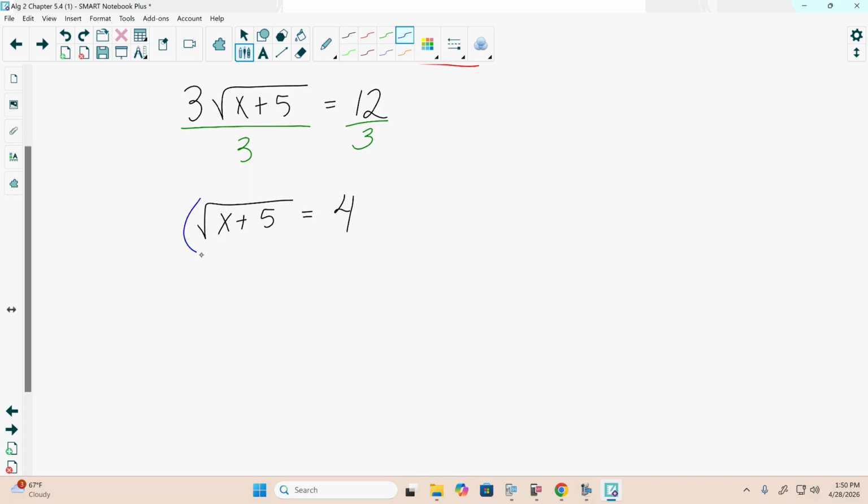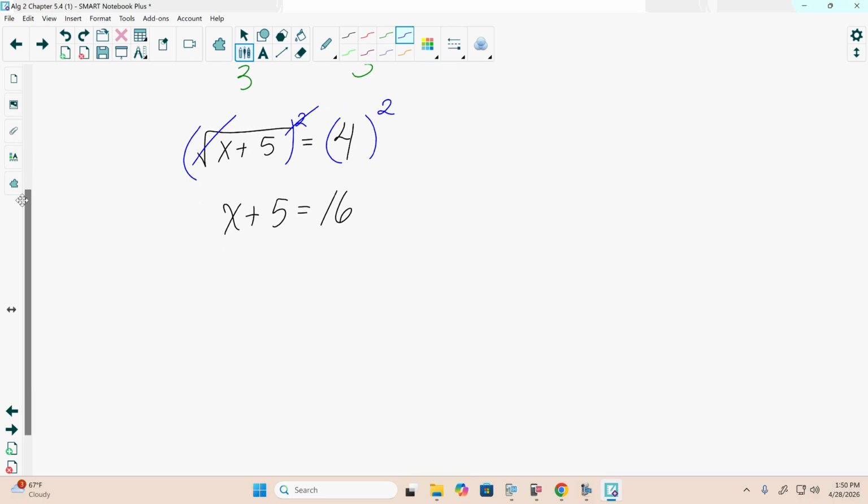Then we would put both sides to the nth power, in this case power of 2. Square root and square would cancel, telling me that x plus 5 is equal to 16. Do we have any radicals left? No. So we're going to do what? Minus 5 from both sides and get that x is equal to 21. Hopefully not 11. 16 minus 5.